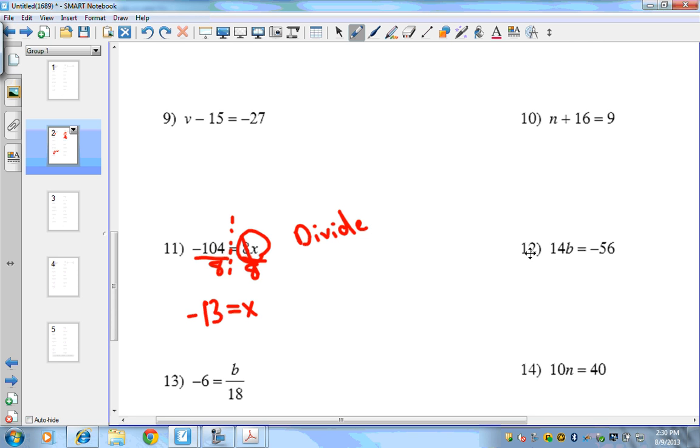Let's try number 12. Number 12, the same thing. We have a number and a letter together that need to be separated. And when we do that, we have to divide. So I'm going to divide by 14, which cancels that 14 out. And when I divide negative 56 by 14, you would get negative 4. So B is equal to negative 4.